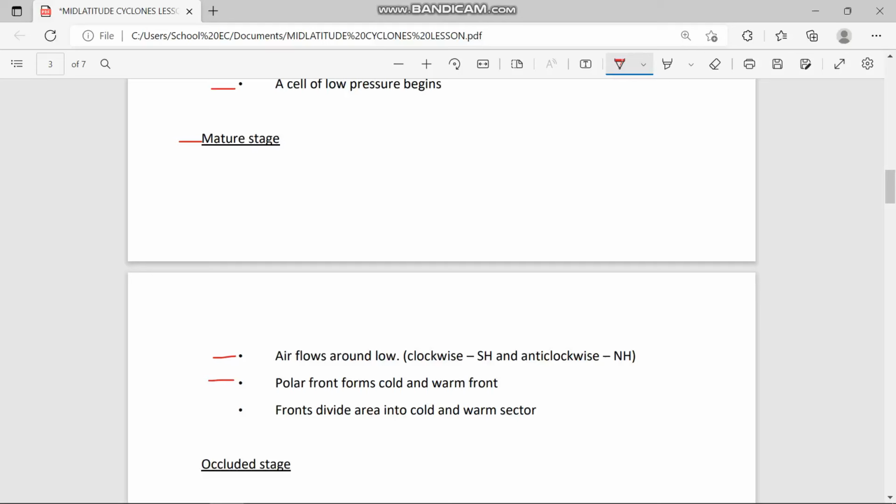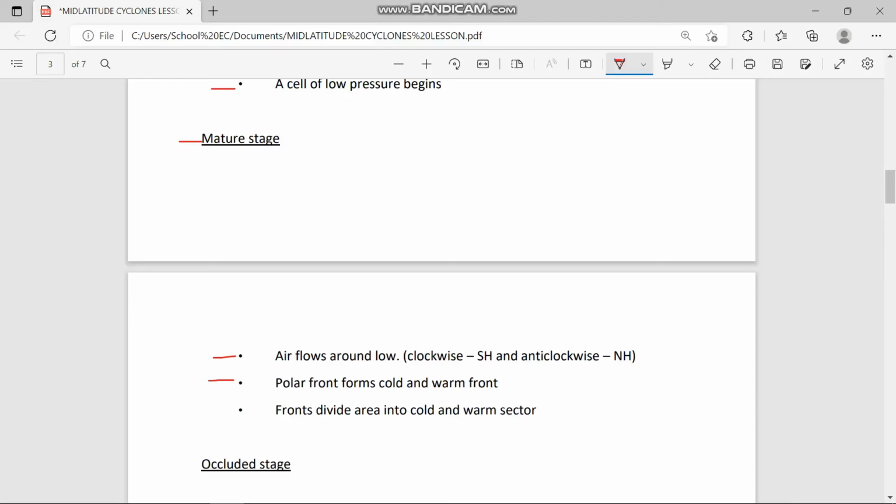So the polar front forms cold and warm fronts. This polar front, at 60 degrees south and north of the equator, is going to form a cold and warm front. Now in the mature stage, we can clearly see that the mid-latitude cyclone is there, because we can physically see that there is a warm front and a cold front. So this is why it's in the mature stage. It's very, very strong.